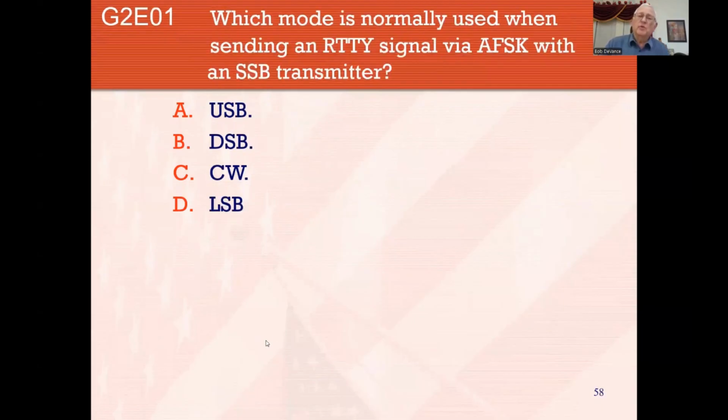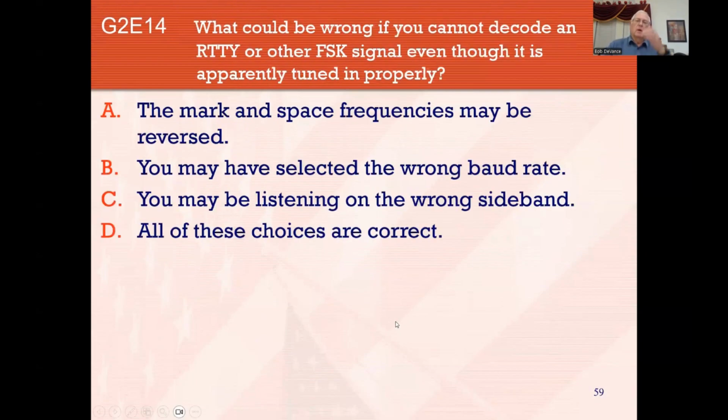What mode do we use with RTTY? We always use lower sideband, unless the other end's screwed up and they're transmitting on upper sideband inadvertently, in which case we flip to upper sideband, then we can receive the signal. But normally it's going to be lower sideband.